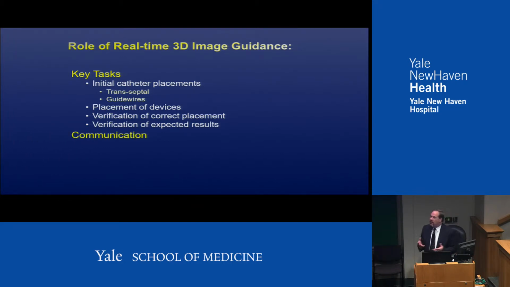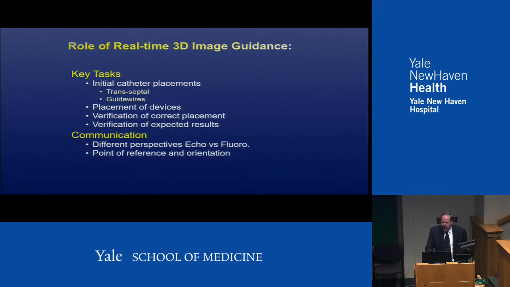And then communication. It's really, really important to communicate with your interventionalists. They don't know where they are, and there are differing perspectives. If you think about fluoroscopy, it's one perspective, but echo's actually upside down and sort of backwards compared to those. So we need to be able to put those in the same perspective to be able to see and understand what's going on, and that's some of the value. So again, the different perspectives, and then the point of reference.